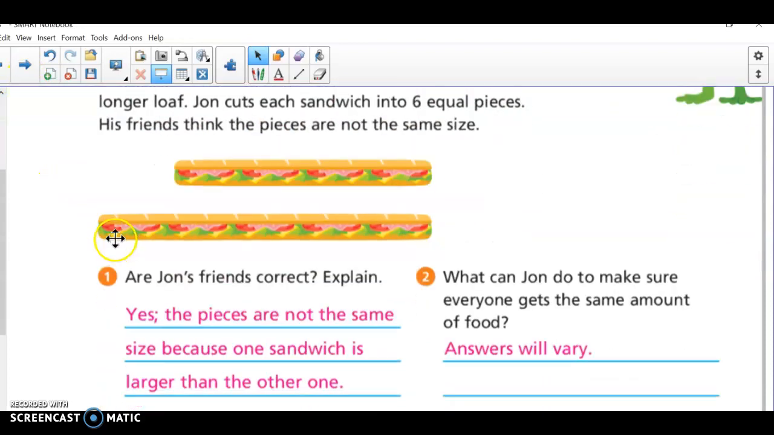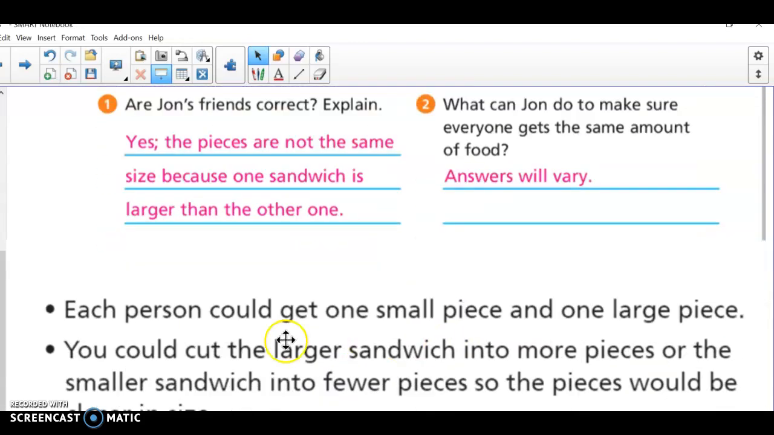All right. So yes, his friends are correct. They're not the same size because this larger sandwich, the pieces are going to be bigger than the 6 out of the smaller sandwich. Okay? And what did you come up with for John being able to share equally? Well, there's 2 different things that you could do, I think. Each person could get 1 small piece and 1 large piece.